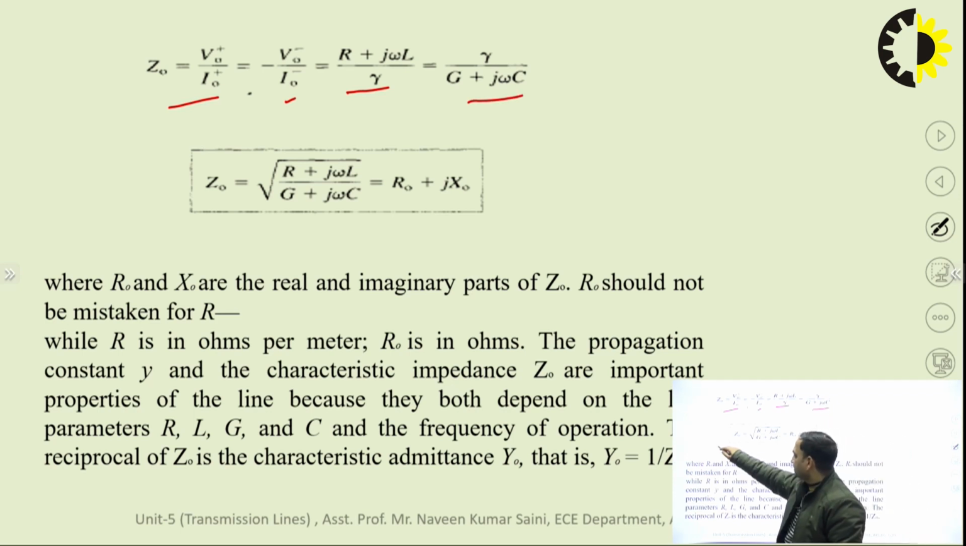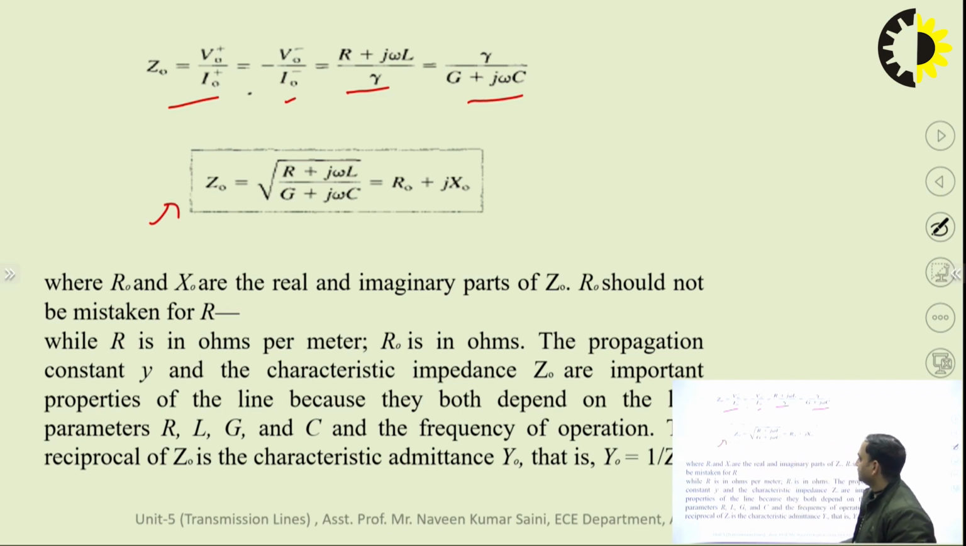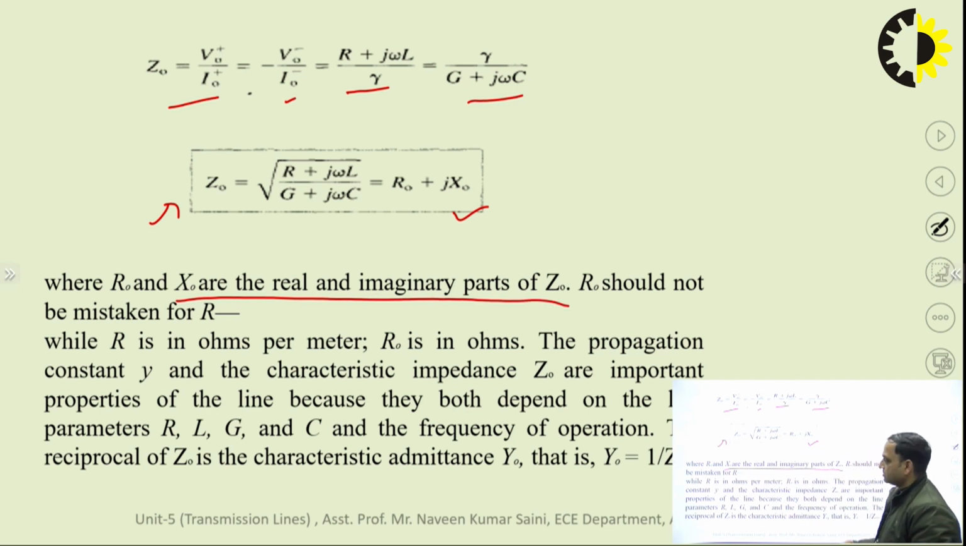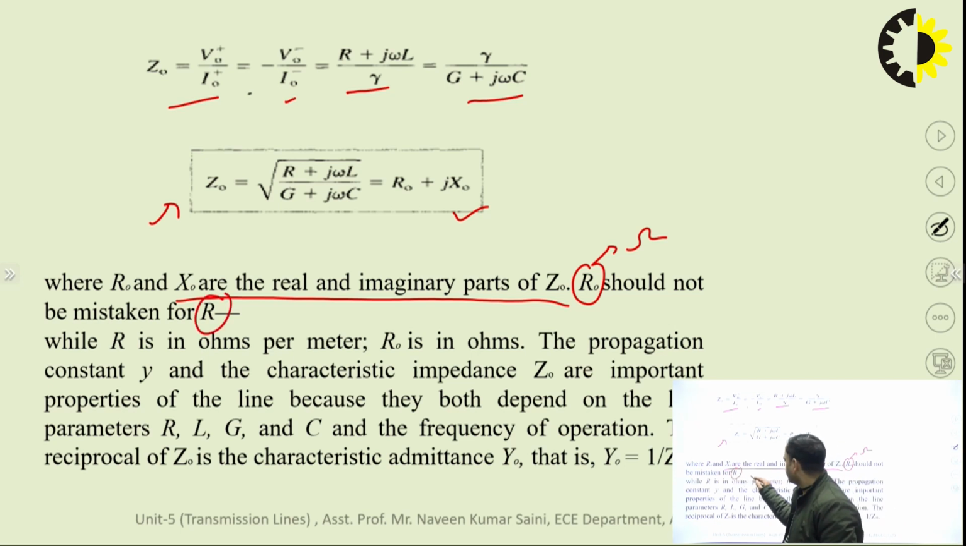So after solving this, what will we get? We will get Z naught is equal to the square root of (R plus j omega L) upon (G plus j omega C), and that is equivalent to R naught plus j X naught. So R naught and X naught are the real and imaginary parts of Z naught. R naught should not be mistaken for R, as we know that the unit of R naught is ohm and the unit of R is ohm per meter.